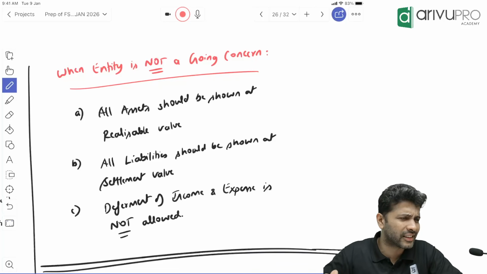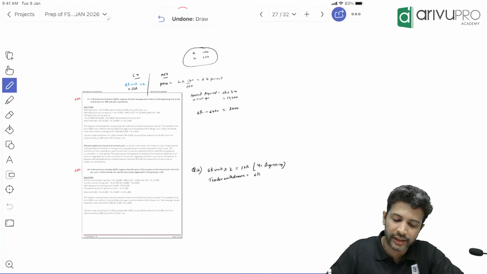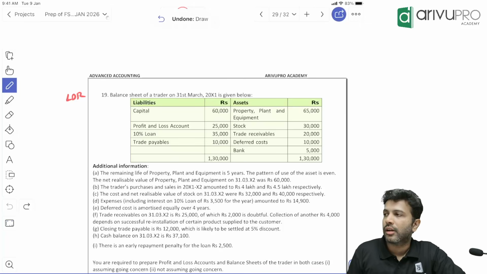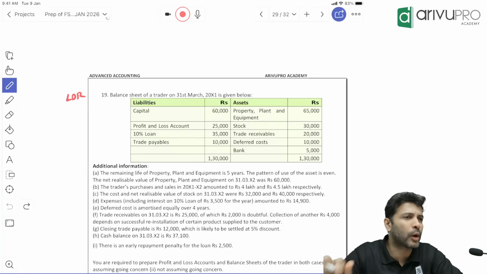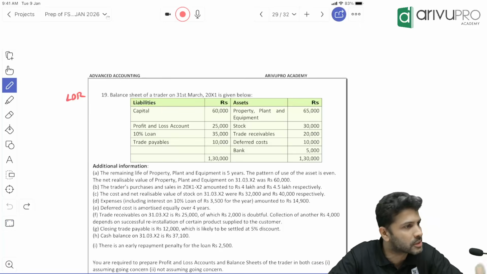Question number 19, I think the next one is. This we will apply in the next question. Come to question number 19, it's an LDR. We have multiple questions in the study material like this. One is good enough. If you do one, we know the concept, and that is sufficient.